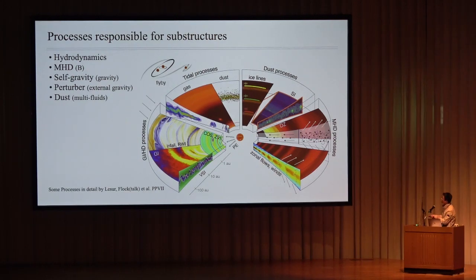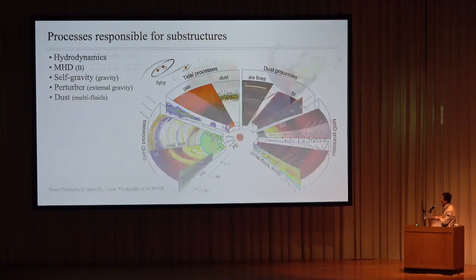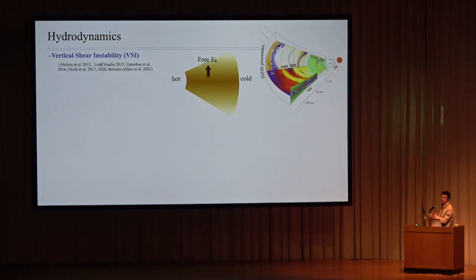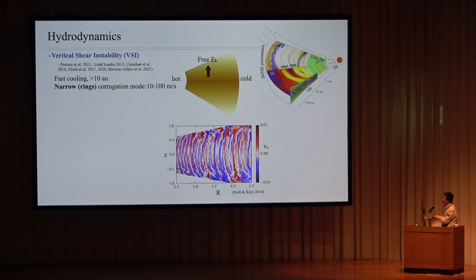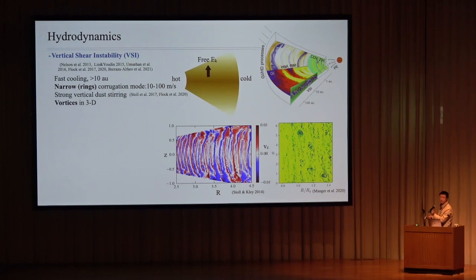Okay. So regarding hydrodynamics, the first instability is the vertical shear instability. This instability allows the fluid to move up and down to tap some free energy from the system. And in order to allow the fluid to move up and down in the disk, you want to get rid of the buoyancy. So the disk needs to cool very fast. So this only happens in the outer disk beyond 10 AU. And these up and down motions will cause very narrow rings in the disks. And also these up and down motions could disturb particles up and down, leading to very thick dusty rings. So if you do 3D simulations, you could actually see vortices forming by this instability.